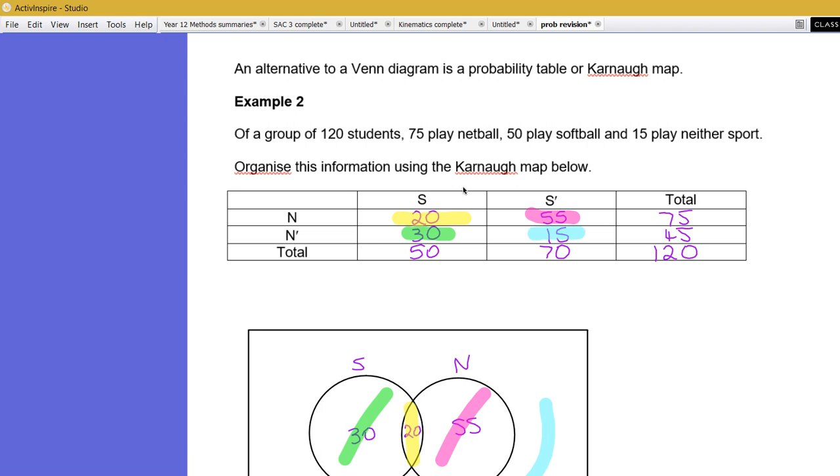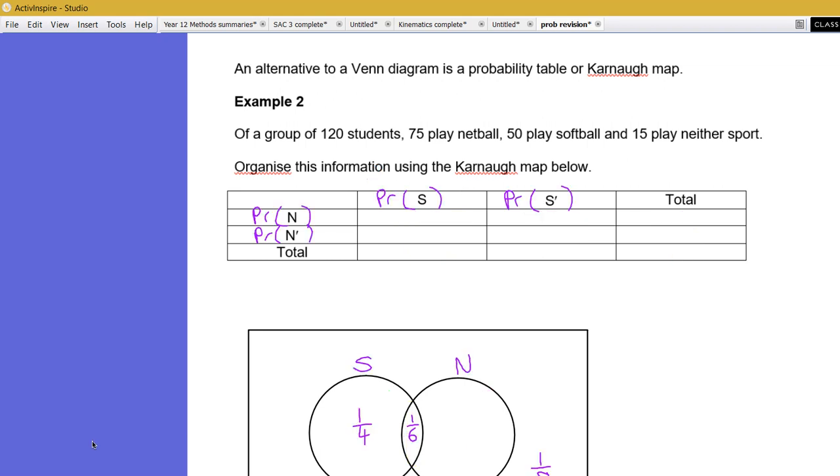So make sure that you can use either a Venn diagram or a Karnaugh map. They're both useful in different situations. And finally, we're more interested in filling these in using probabilities rather than actual numbers. So you also need to be able to convert them to probabilities. So earlier we found that the probability of neither was 1 in 8. So that's the outside bit. Remember, that goes in this cell here.